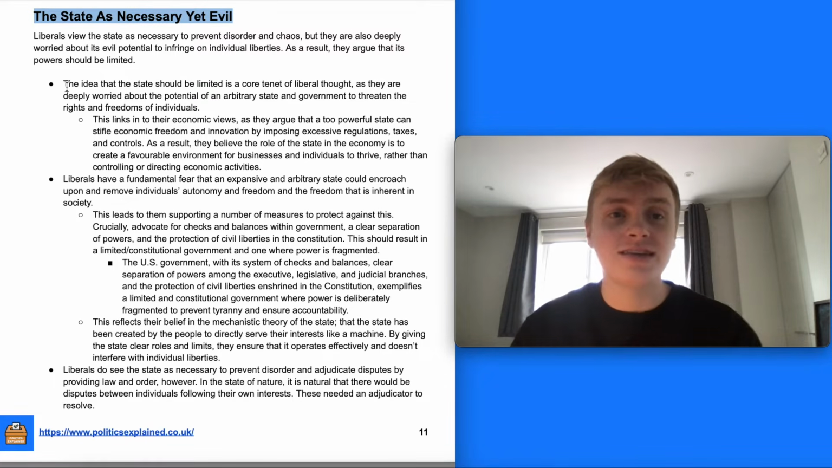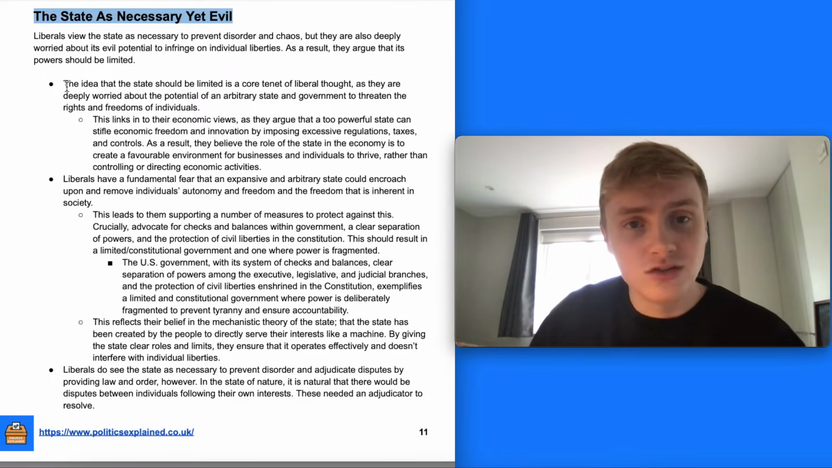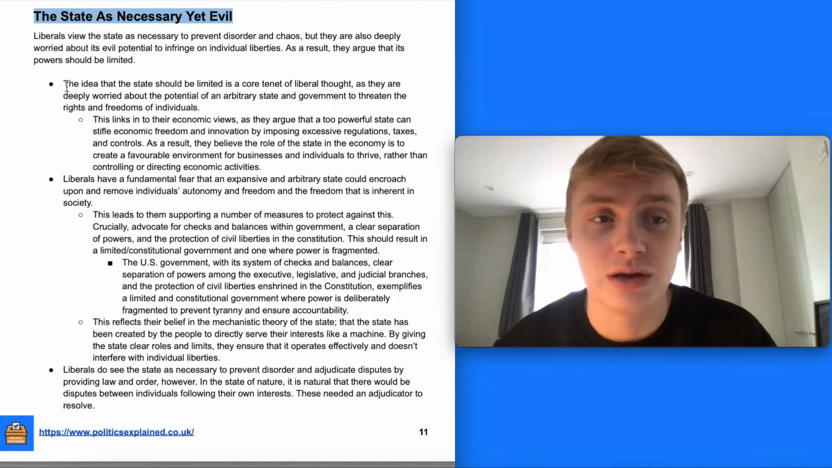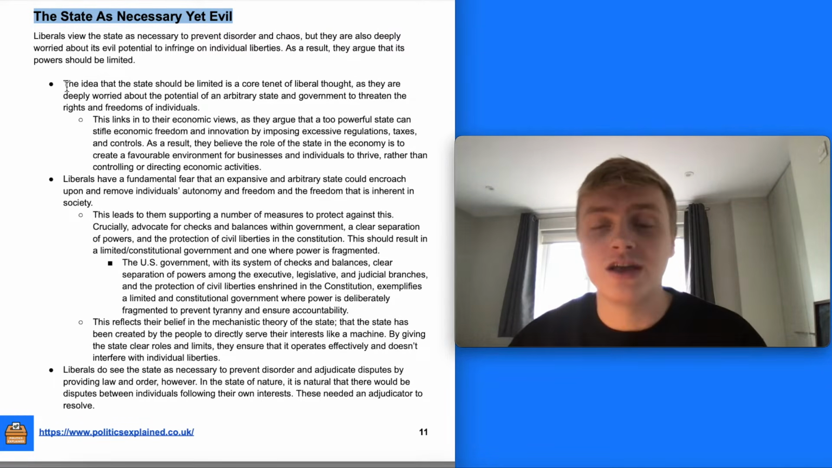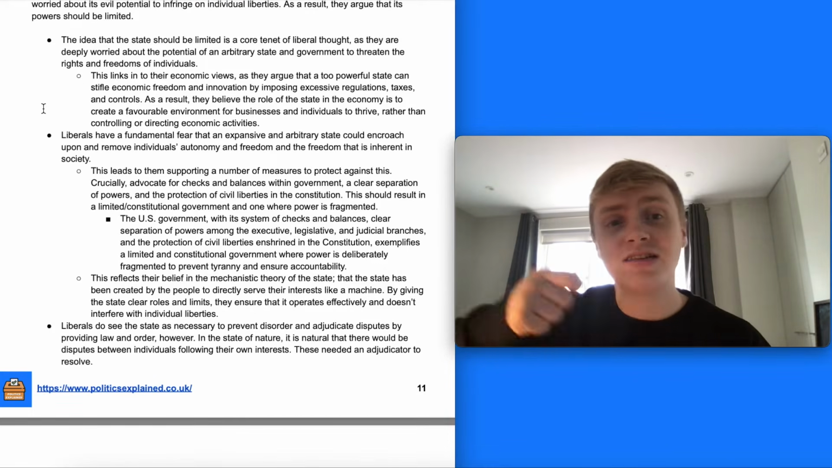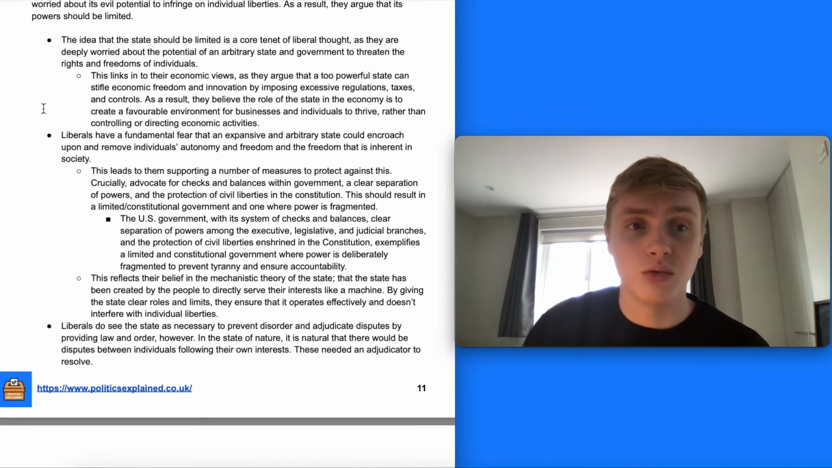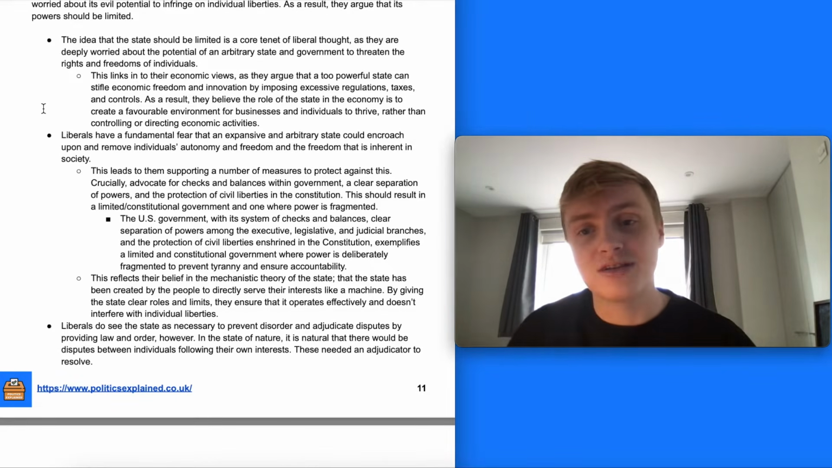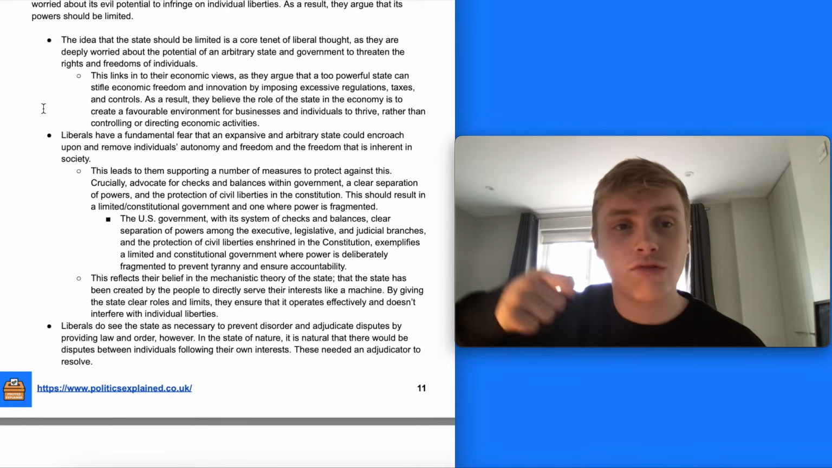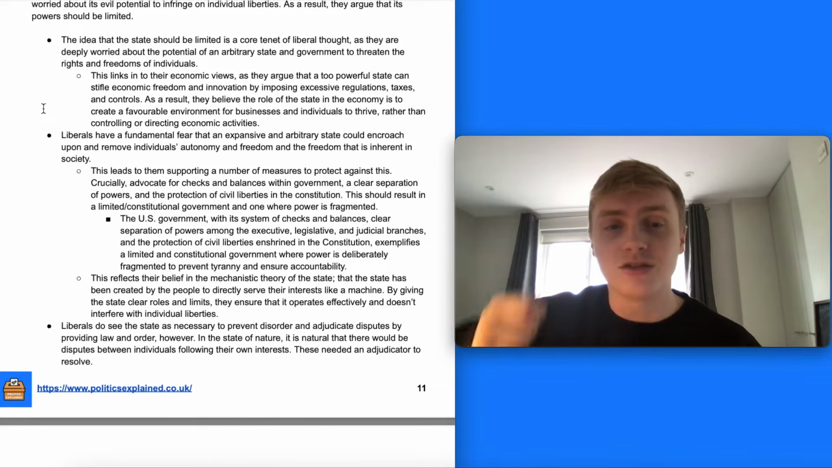So liberals view the state as necessary to prevent disorder and chaos, but they are also deeply worried about its evil potential to infringe on individual liberties. As a consequence, they argue that its powers should be limited. The idea that the state should be limited is a core tenet of liberal thought, as they're deeply worried about the potential of an arbitrary, non-democratic state and government to threaten the rights and freedoms of individuals.